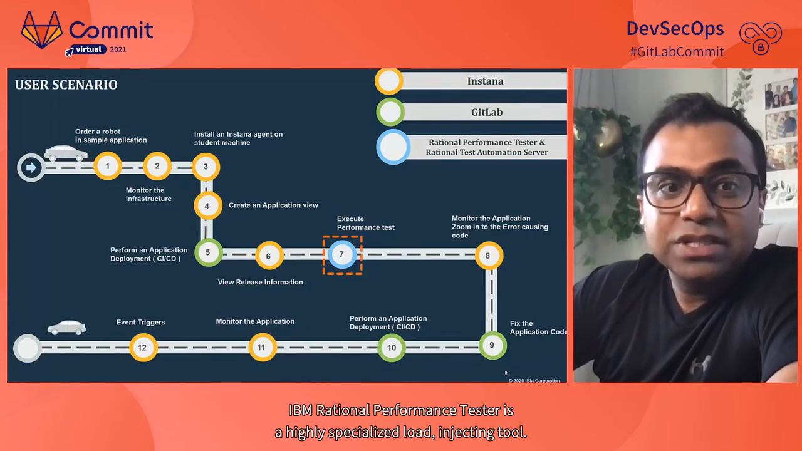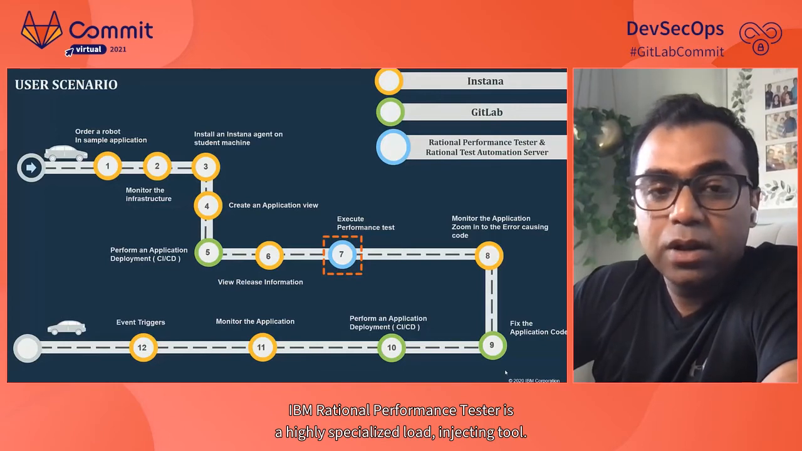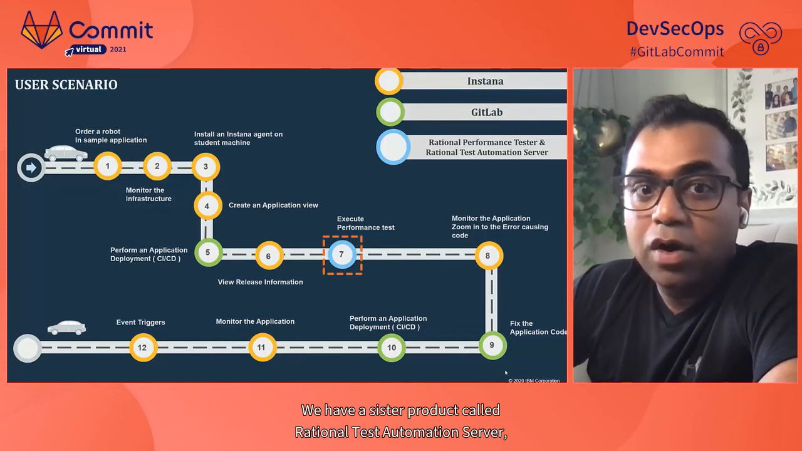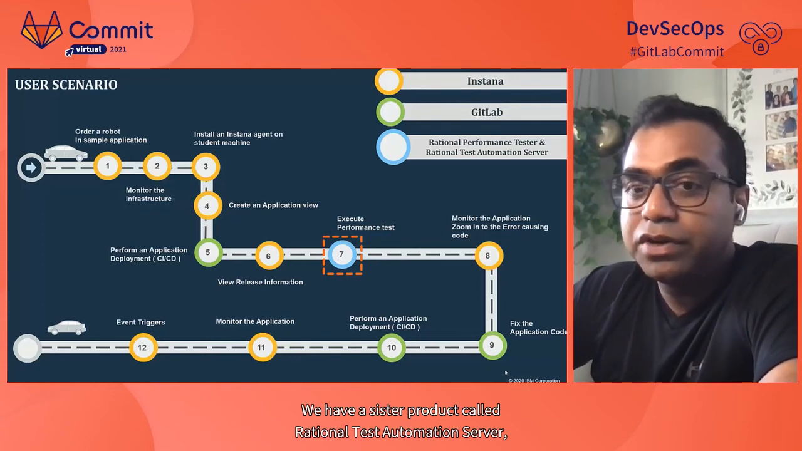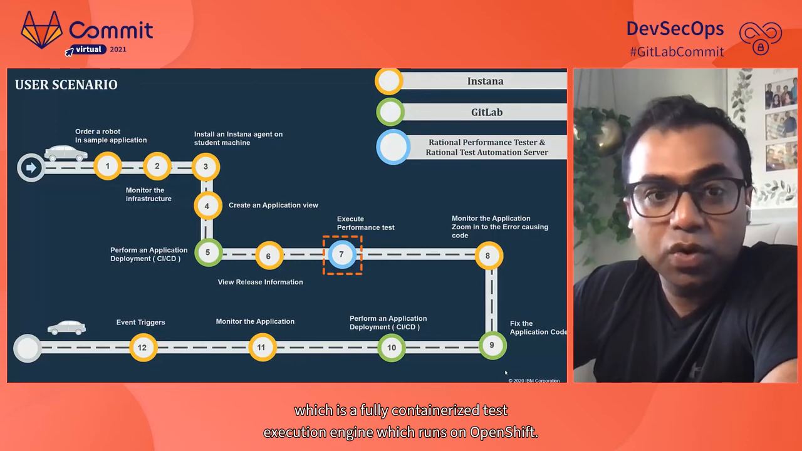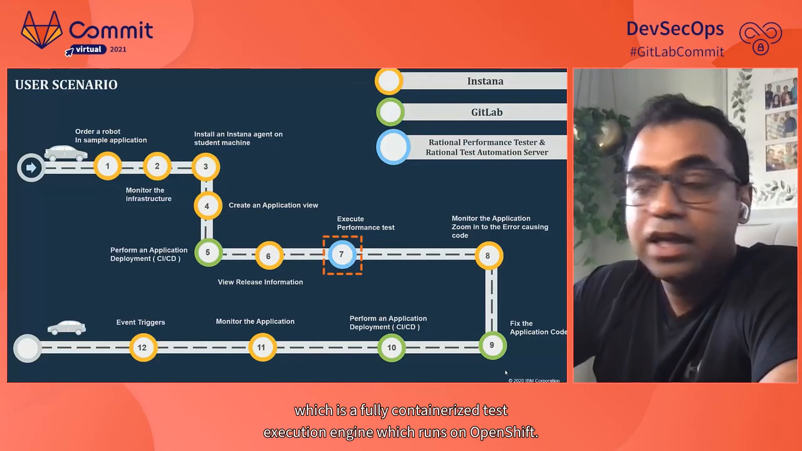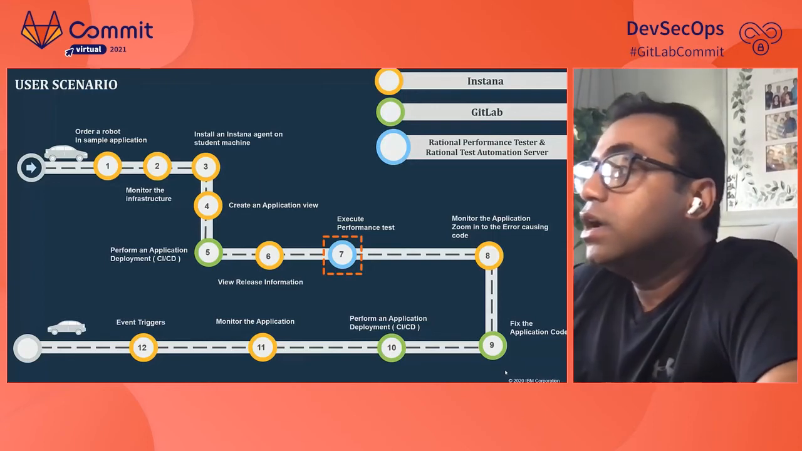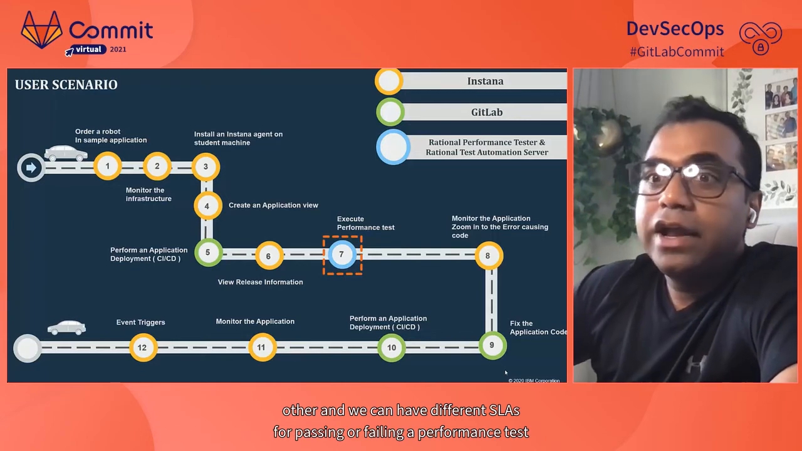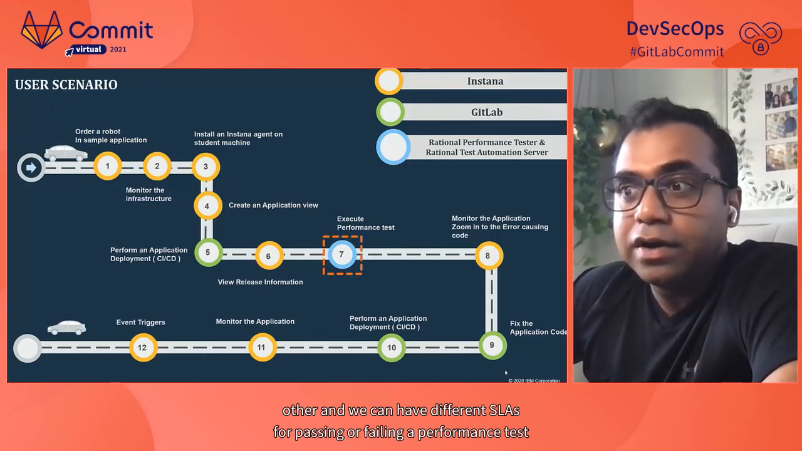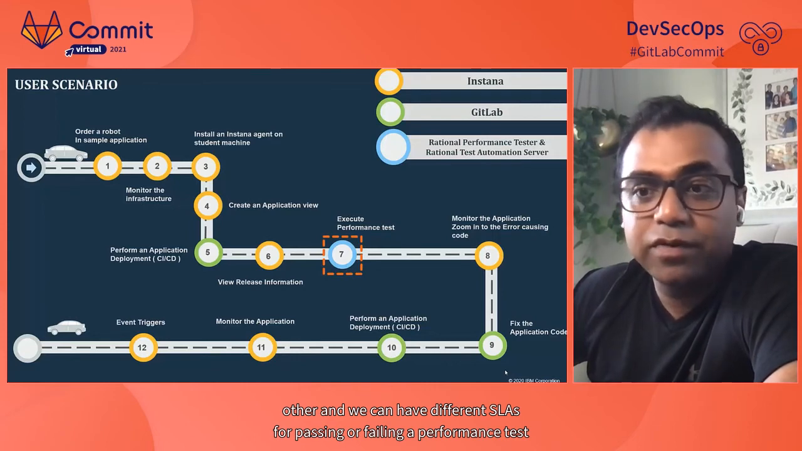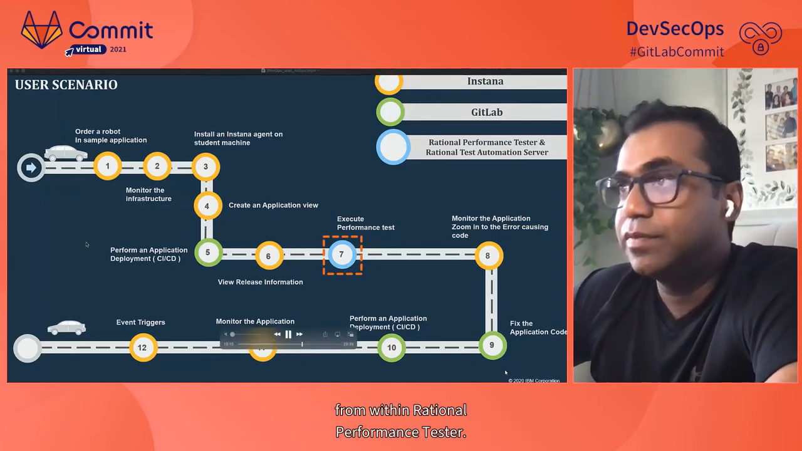IBM Rational Performance Tester is a highly specialized load injecting tool. We have a sister product called Rational Test Automation Server, which is a fully containerized test execution engine, which runs on OpenShift. So both of these products complement each other. And we can have different SLAs for passing or failing a performance test from within the Rational Performance Tester.